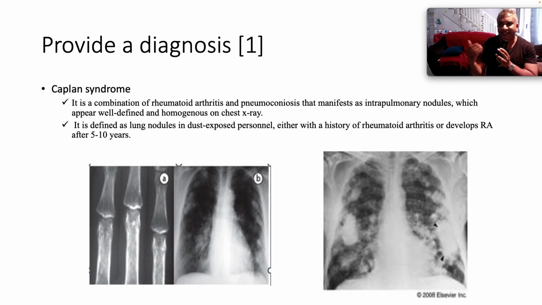So this is the infamous Caplan syndrome. So what is Caplan syndrome? It is a combination of rheumatoid arthritis and pneumoconiosis. Another word for pneumoconiosis is occupational lung disease, right? It's a combination of RA and pneumoconiosis that manifests as intrapulmonary nodules, which appear well-defined and homogeneous on the chest X-ray, right? It is defined as lung nodules in dust-exposed personnel, either with a history of rheumatoid arthritis or in those who develop rheumatoid arthritis after 5 to 10 years of exposure.